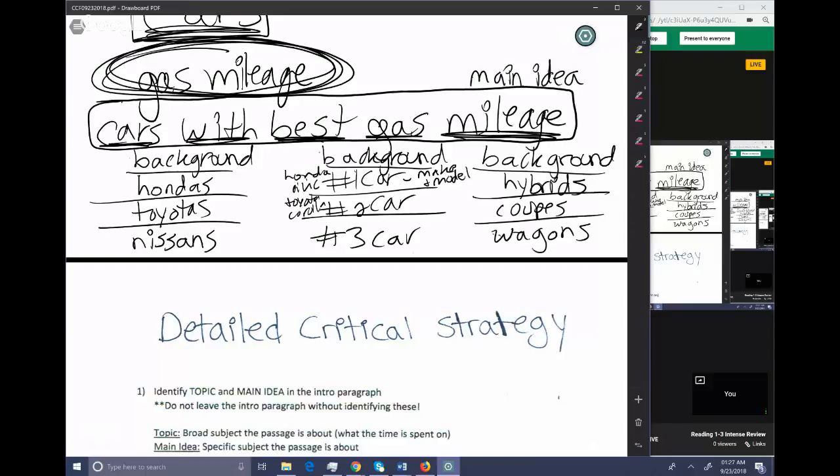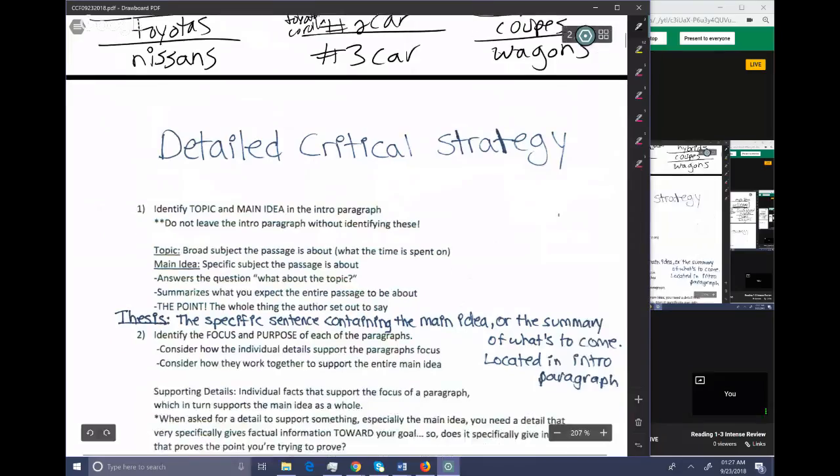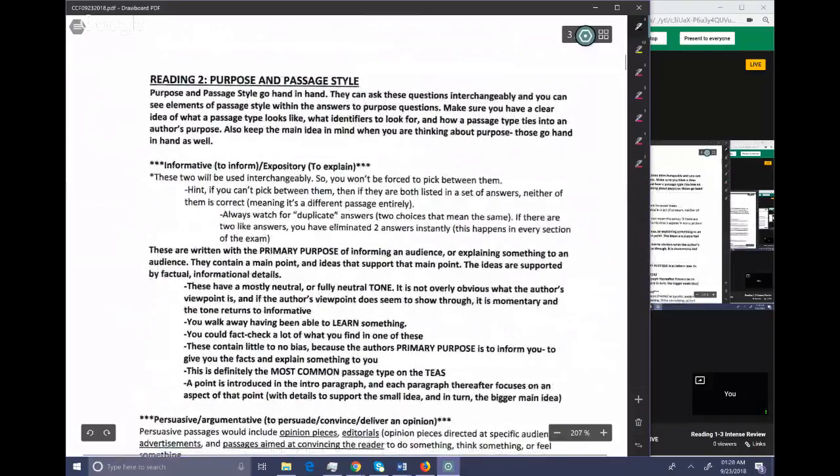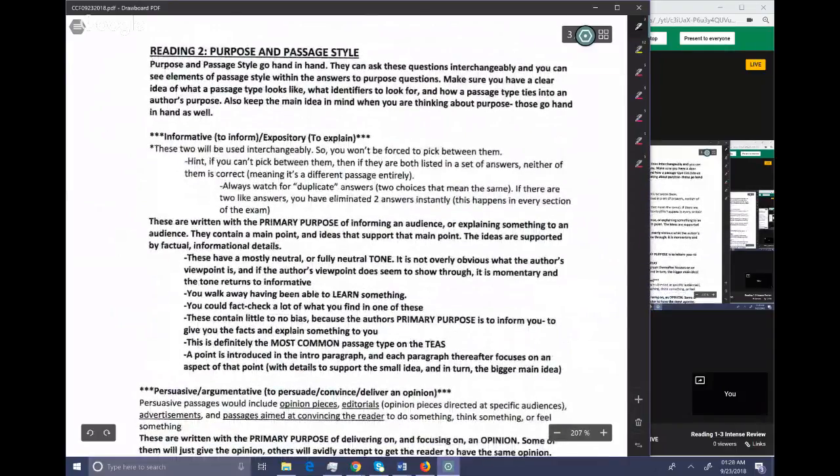Hopefully you're feeling pretty good about critical strategy already. I do want to go over purpose some more. You'll notice this page does not look familiar. So in reading 2, I used a different page, and I have streamlined that page completely, where we can talk about passage types a little bit differently.